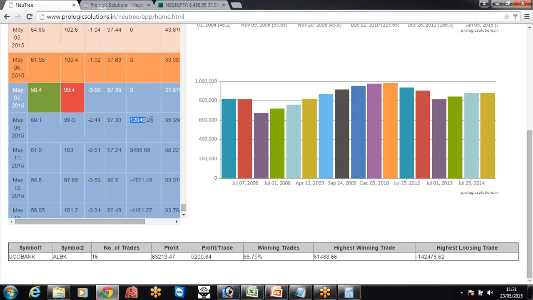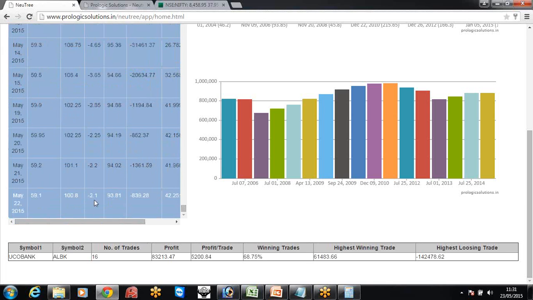The next day it gave 12,000 rupees. This trade is still continuing. This 2.1 should come down to 1. You have seen 20,000 rupees, 30,000 rupees loss also. But yesterday it came down to 839. Finally, once it comes down to 1, you will definitely have profits.